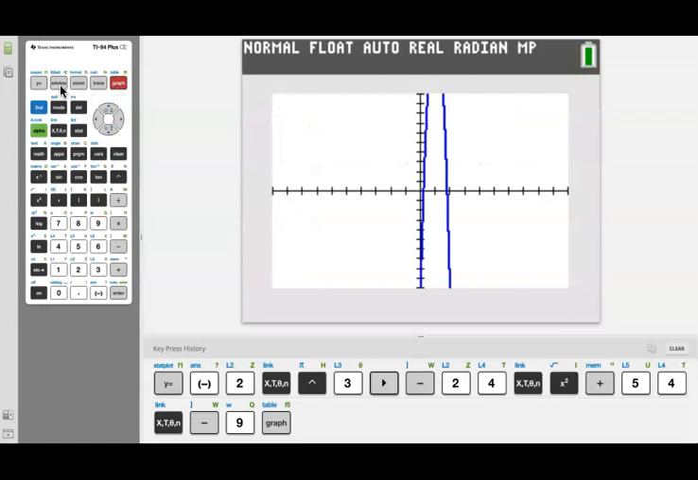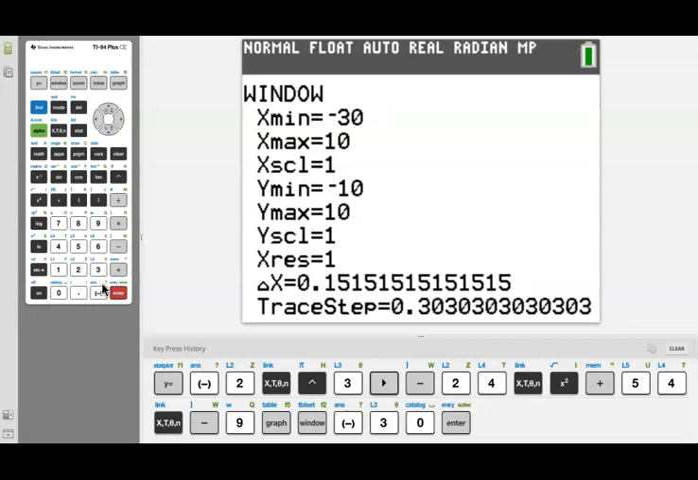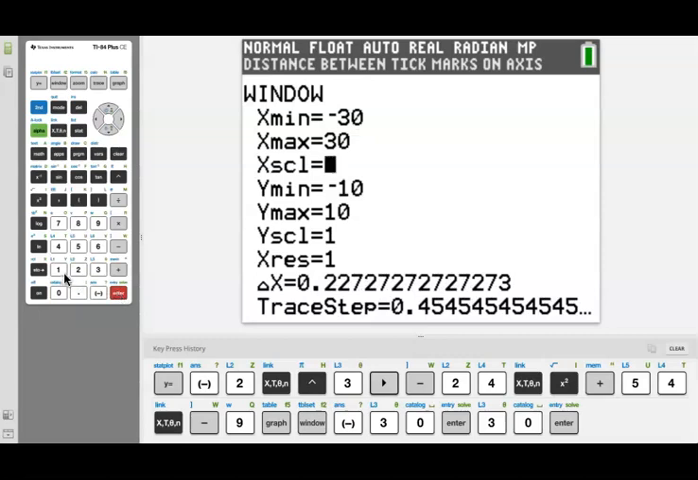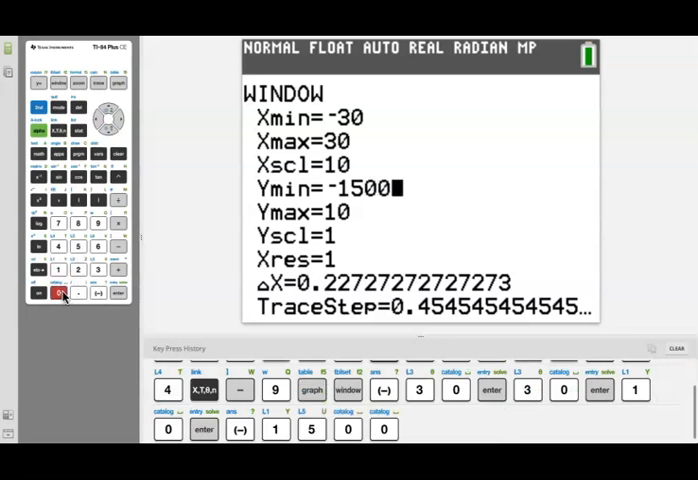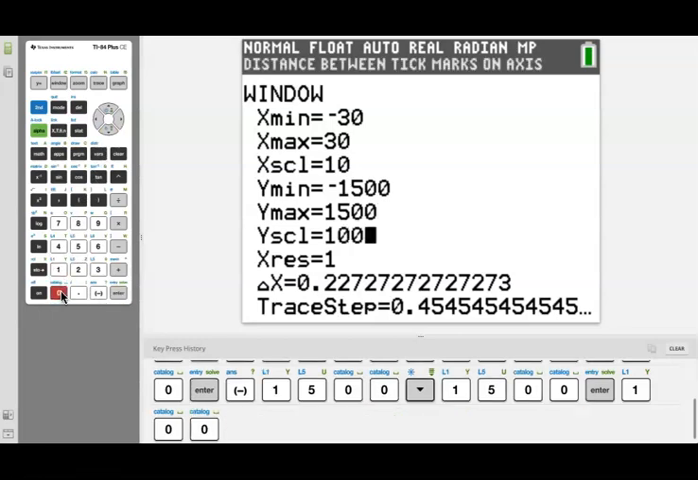Now again here, if we just hit graph, we're going to miss a lot of the behavior of that graph. So I'm going to change the window by clicking on the Window button. We found on Desmos that negative 30 to positive 30 seemed to work well in the x direction. For my x scale, I'm going to increase that to every 10, so it puts a tick mark every 10 units. For the y's, we used pretty large values on Desmos, so I'm going to go from negative 1500 to positive 1500, and do every 100 on my y scale.